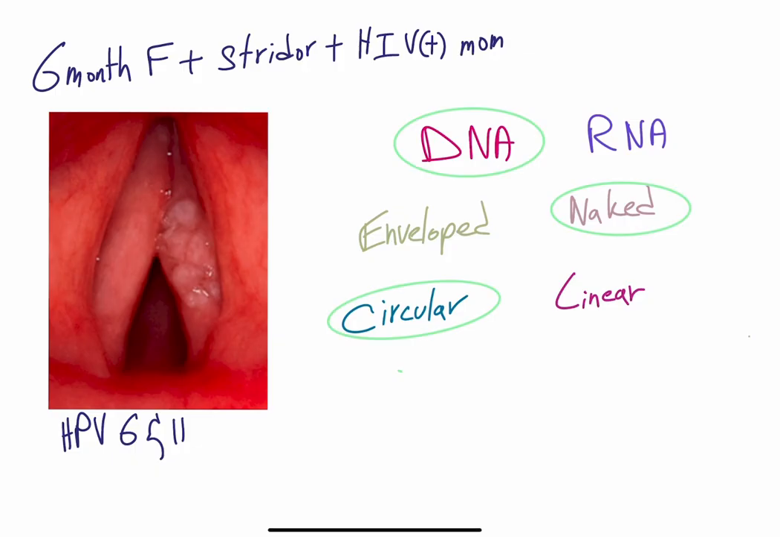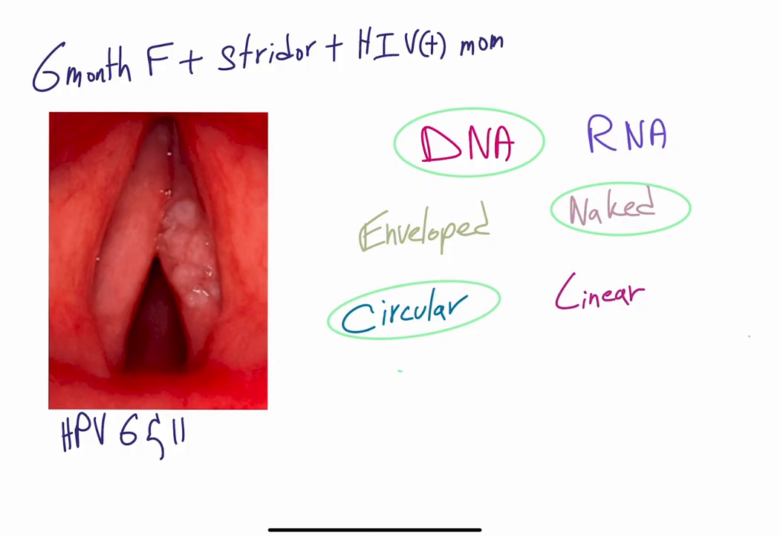Now, you have to know that HPV is a DNA virus. From there, we're going to go, is it enveloped or non-enveloped? The term naked just means non-enveloped. They can be used interchangeably. Now, HPV is in fact non-enveloped. Finally, is it circular or linear? HPV is circular. So the correct classification is DNA non-enveloped, aka naked, and circular.